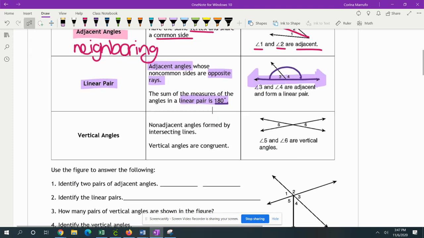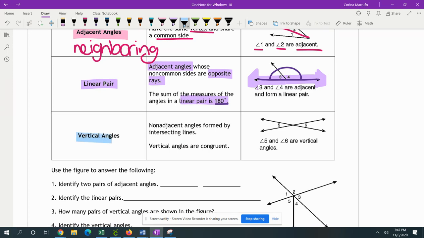All right, the next is going to be vertical angles. So non-adjacent, this means that they're not going to share a side. So non-adjacent angles formed by intersecting lines. And so your vertical angles are congruent, meaning that they're equal in measure. So if we look here, here's angle 5 and here's angle 6. They're vertically across from each other.